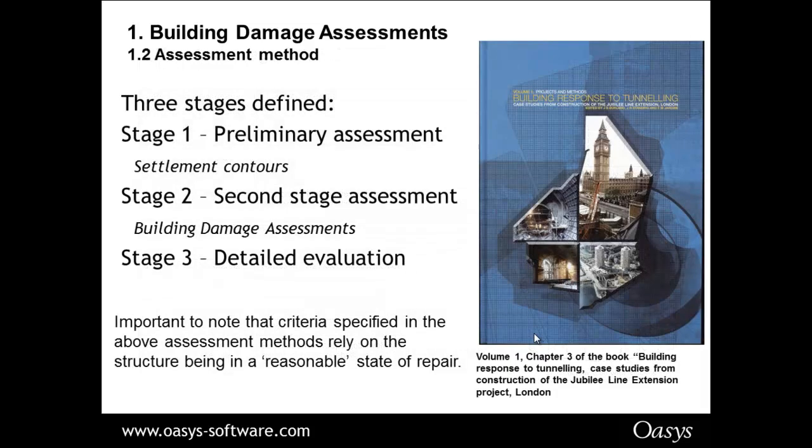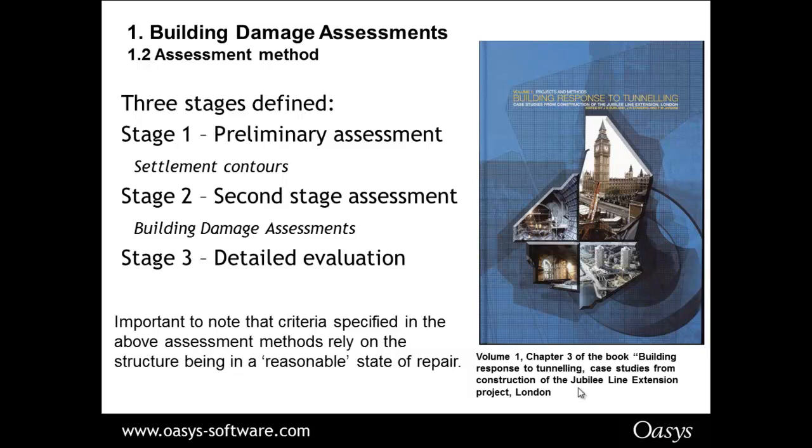So, in terms of the assessment methodology, it's been proposed in the ASIRI guide, which is based on the Jubilee Line extension, that you have a preliminary assessment, which is a stage 1 assessment. This was covered also in the case study. So in this preliminary assessment, you look at where you've got high settlements or high gradients of settlements. And then those specific areas, you go on to the second stage of assessment, which is the building damage assessment. And that's where you carry out these specific assessments and you look at the category of damage.